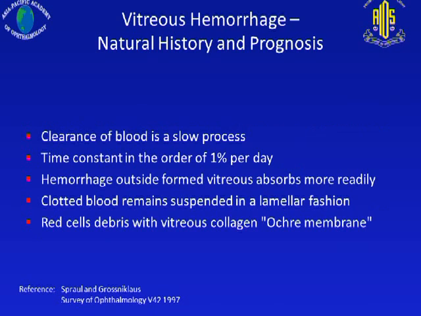What is the natural history of a traumatic vitreous hemorrhage? Well, absorption of blood is a very slow process. The time constant is about 1% per day. Hemorrhage outside the vitreous absorbs more rapidly. The clotted blood can remain suspended for several months. Sometimes the red blood cells, along with the vitreous collagen, present as a yellow membrane.